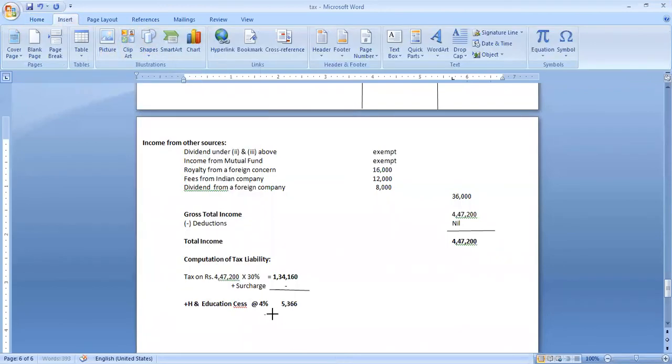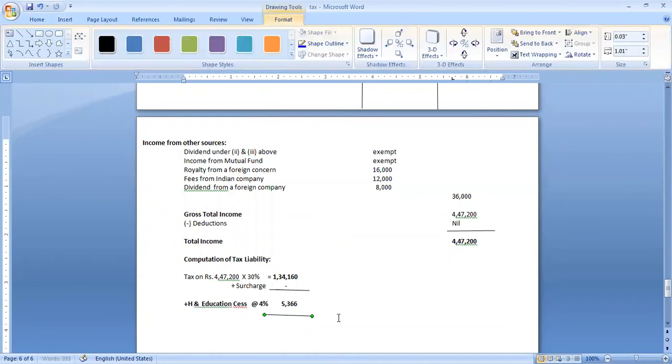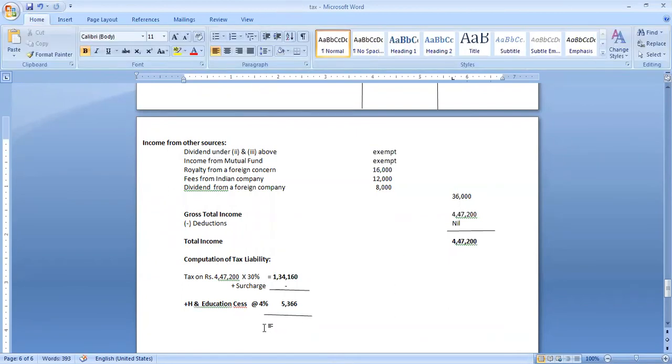Now you have to add these two. The total tax liability will come for the company. So now you add it and you tell me the answer. It is a very small amount only. 1,34 plus 5, 39. 1 plus 3, 4 means 5, 2, 6.